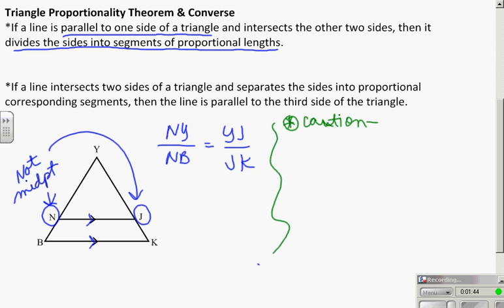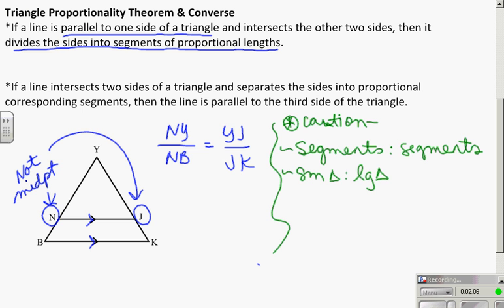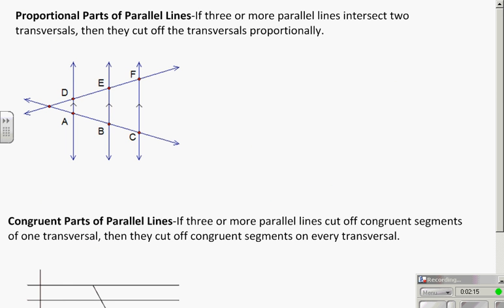And that is to be sure to always be comparing segments to segments, because we've also seen this exact same picture where we've compared small triangle to large triangle. And you're going to see an example later where that illustrates that these are two separate things and they do not have the same ratio. Okay, so make sure you're comparing exactly the same thing.